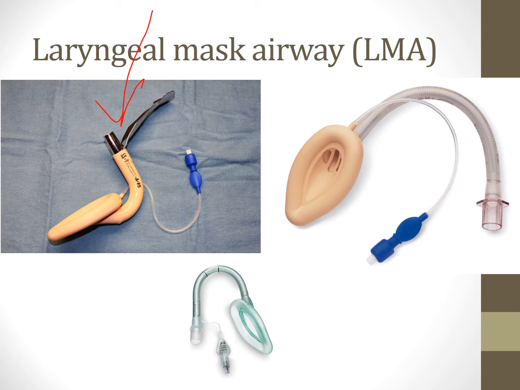So this one, purposely, the tip will go into and occlude the esophagus, and all the gas then comes out of these little ports and goes into the trachea. So this whole thing seals off the oropharynx up here, and this tip seals off the esophagus. So just like what we were talking about with the other tube, same concept. We're sealing off the oropharynx and we're sealing off the esophagus. So therefore, all the gas that's coming out of this will go into the trachea.